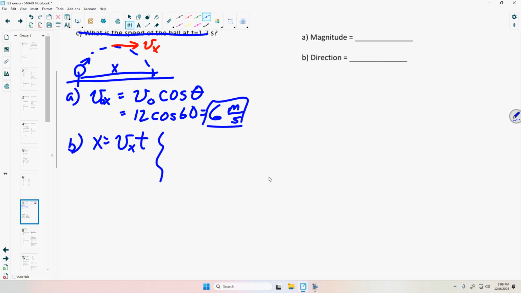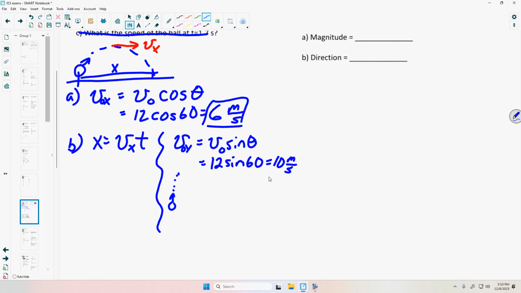In order to find the time, first I need to know the initial y component of the velocity. That's going to be V naught sine of theta, which is 12 sine of 60. That's equal to 10.4. I'll just say 10 meters per second. And then I'm going to treat the problem like a one-dimensional problem where I have an object that goes up and comes back down again. I know that the velocity at the top in the y direction is 0.